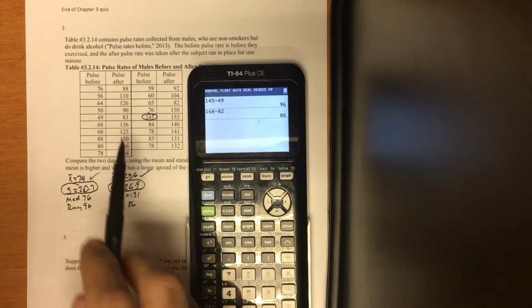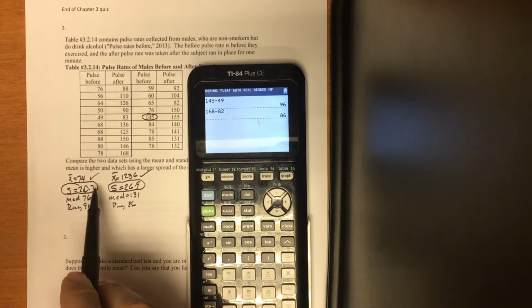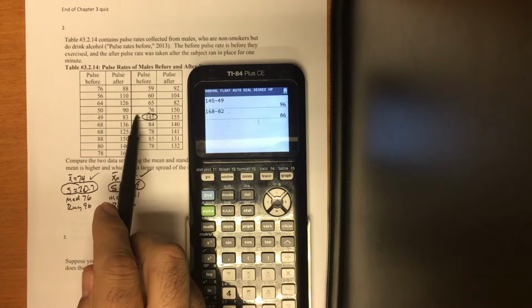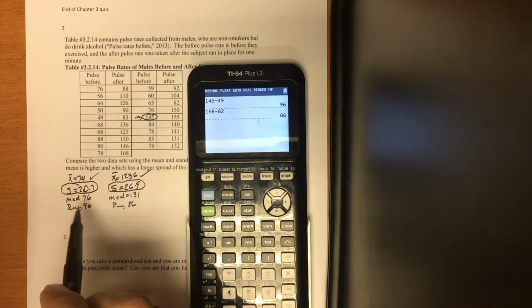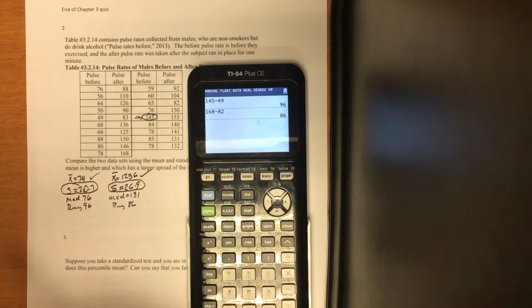So if this had been a test question, I would probably have asked you to compare them, and I would have expected you to have commented on the effect of that outlier on the standard deviation and the range. Remember that these values are not resistant to outliers, and they definitely had a significant effect.